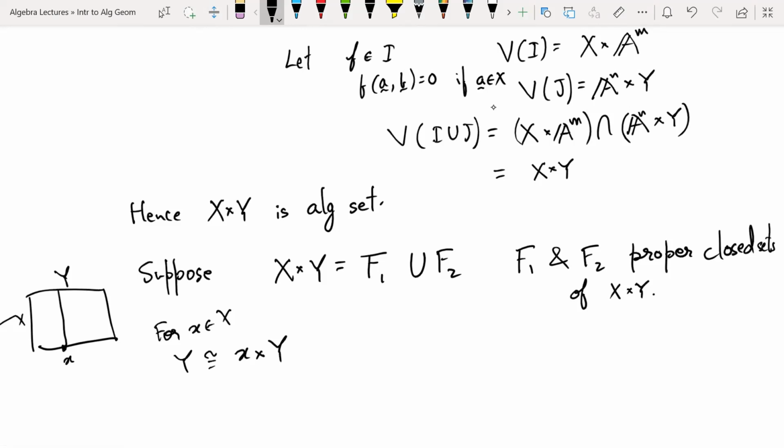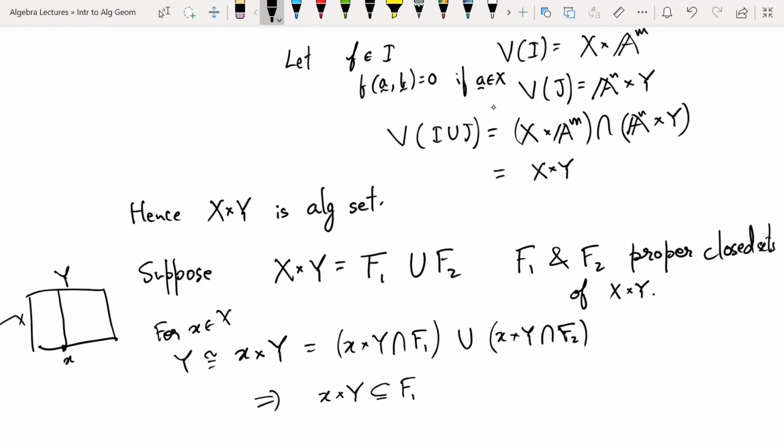We haven't really talked about isomorphism, but whatever, it's like Y. So if Y is irreducible, {x} cross Y is also irreducible. You can't write it as a union of two proper closed sets. So what we get is that {x} cross Y is the same as {x} cross Y intersection F1 union {x} cross Y intersection F2. But since this is irreducible, one of them must be the whole thing. So this implies {x} cross Y is contained in F1 or {x} cross Y is contained in F2. So the whole fiber is contained in one of the two sets.